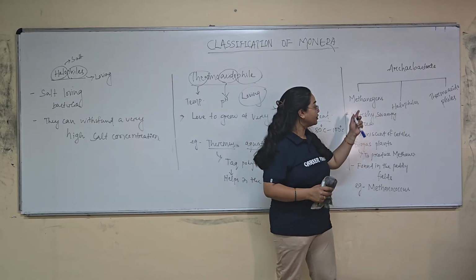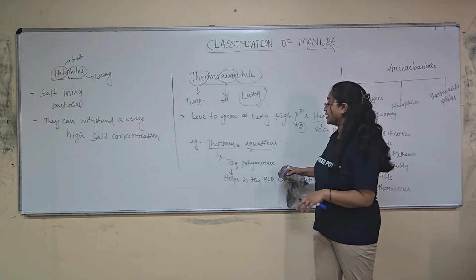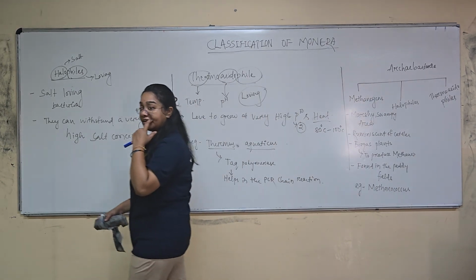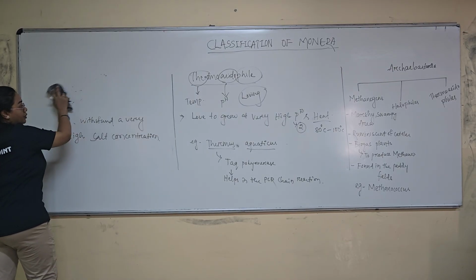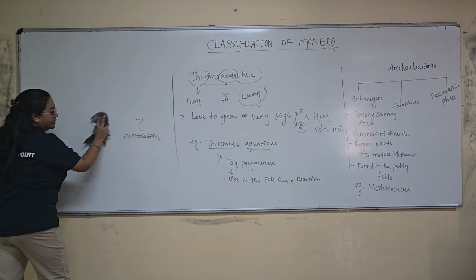We talked about the methanogens, the halophiles, and the thermoacidophiles. You have to remember these examples as well. This is a very important part. Okay. So now let's talk about our next part. When we talk about the archaebacteria, now let's talk about the eubacteria.